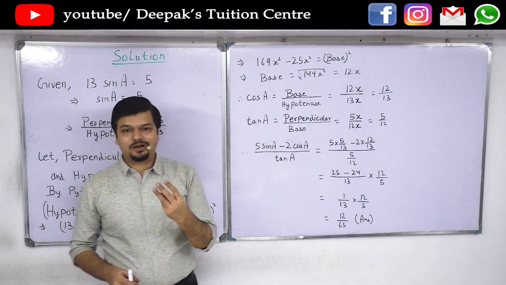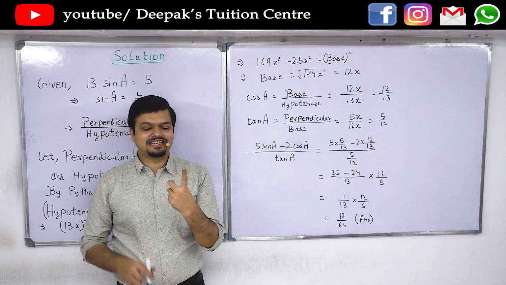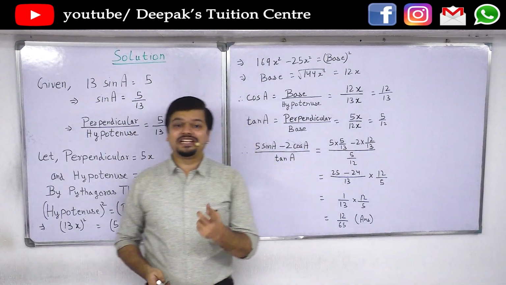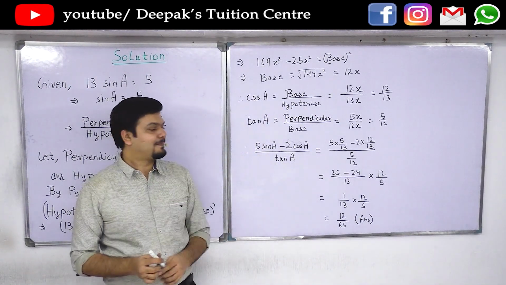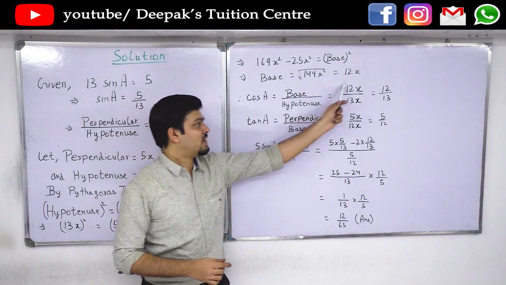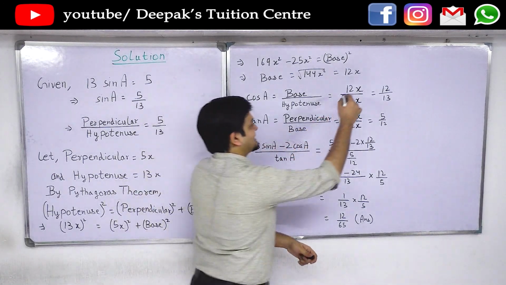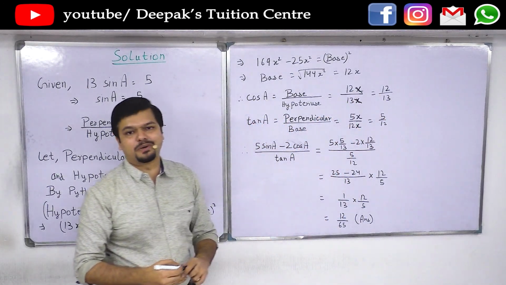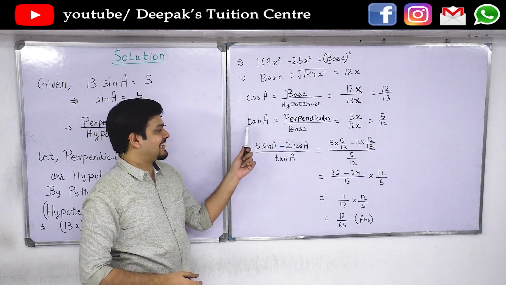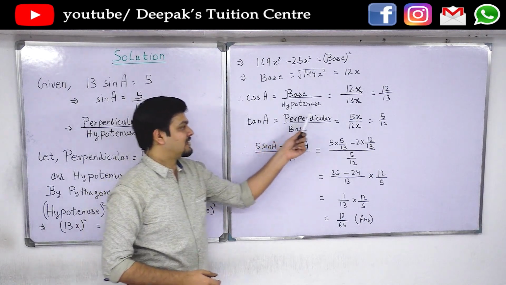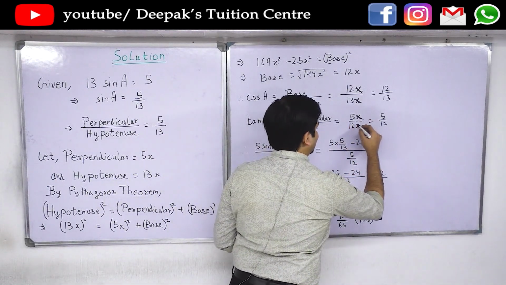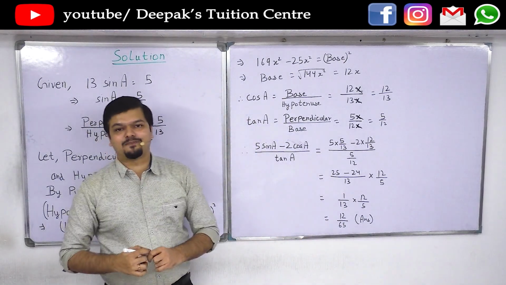Now in the question we need the values of three T ratios: sin A, cos A and tan A. Since sin A is already calculated, we need to calculate cos A and tan A. So cos A is base by hypotenuse, which is 12x/13x. The x cancels off and we get cos A = 12/13. Similarly, tan A is perpendicular by base, 5x by 12x. The x cancels again and we have tan A = 5/12.